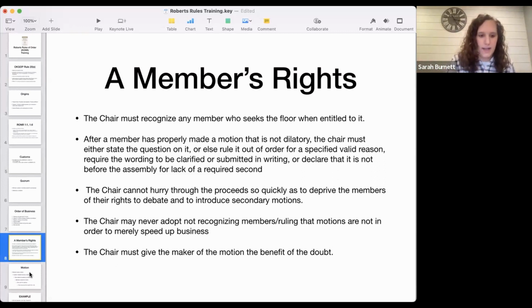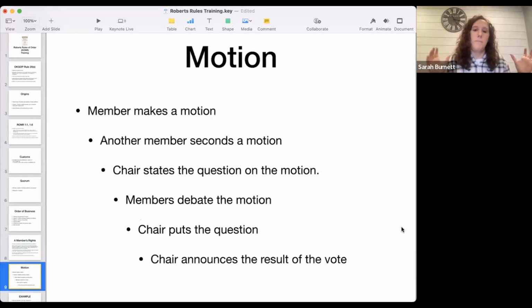Okay, I'll cover this on the next slide. So the basic premise of Robert's is based on motions. So these are the steps that go into passing a motion. First, a member makes a motion. Then most motions are going to require a second, so it has to be seconded. The chairman then states that motion to the assembly: the question is on the motion to participate in this upcoming event.